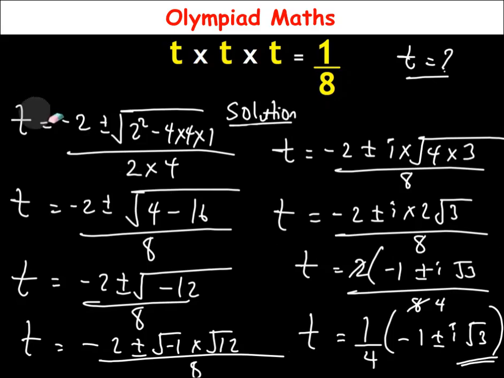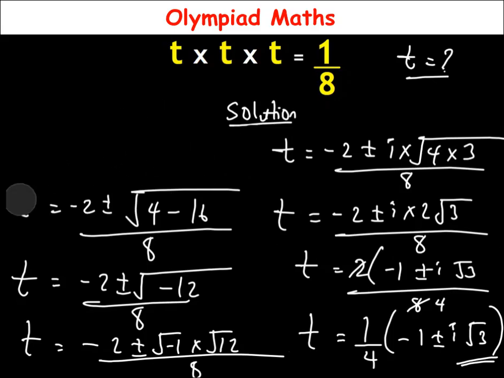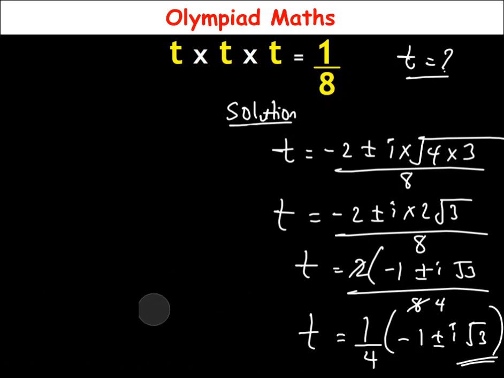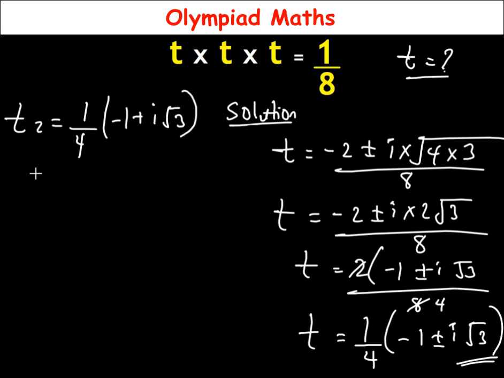So the other values of t, t2 and t3: t2 is equal to 1 over 4, then in bracket minus 1 plus i root 3, and t3 is equal to 1 over 4 in bracket minus 1 minus i root 3.